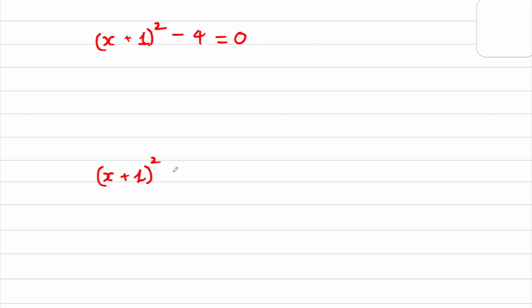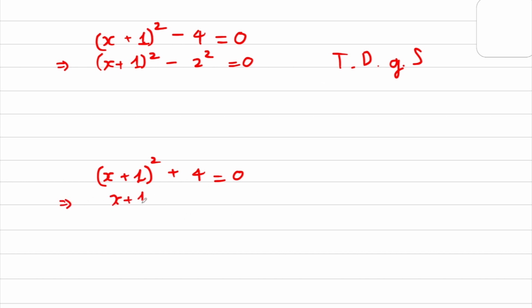And the next case will be (x + 1)² + 4 = 0. So what is the difference between these two? You can see that in the first case, you can change this into the difference of squares. This is the difference of squares because here you can write 2², and this one is the difference of squares form. But for the second one, if I write 4 = 2², this is not the difference of squares. This is the sum of squares.